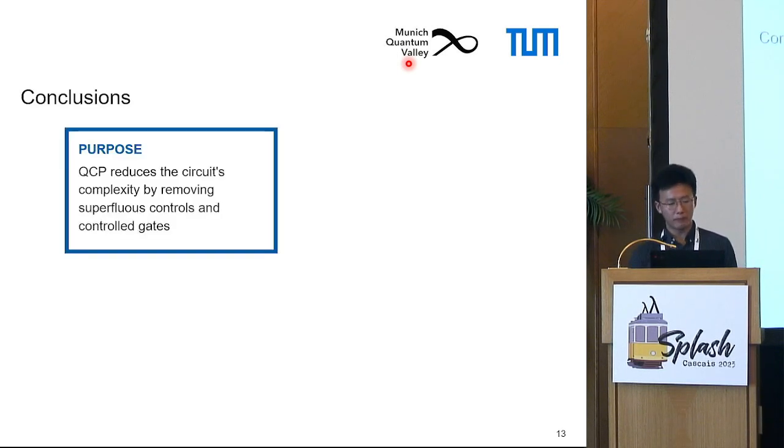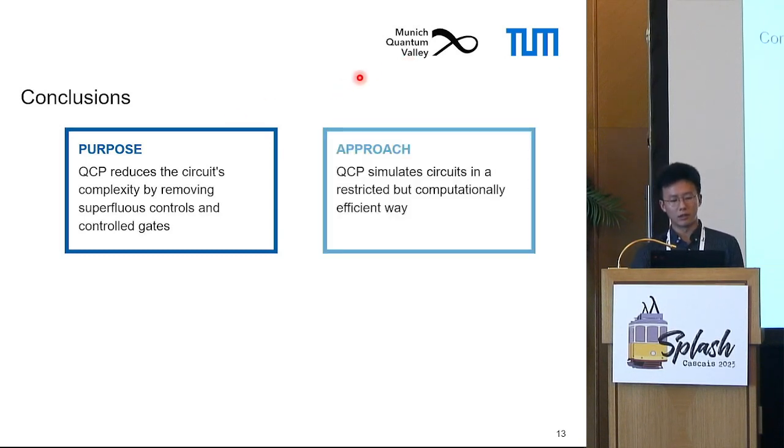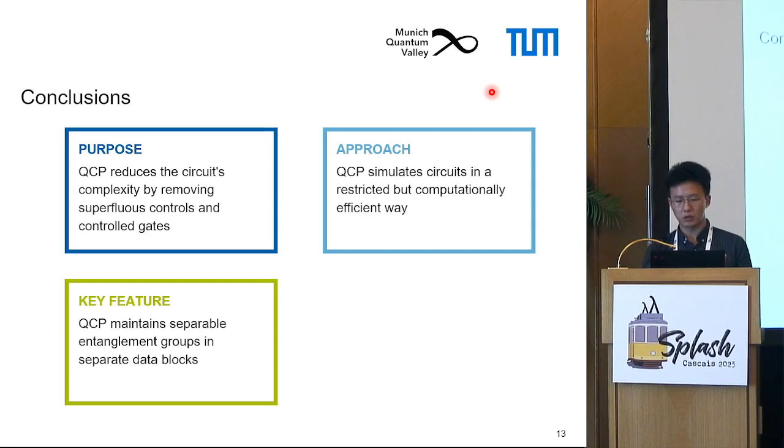As a summary, our optimization tries to reduce the circuit's complexity by removing superfluous controls and controlled gates. It does so by performing a restricted but computationally efficient simulation upon the circuit. The key feature of our method is that we maintain a data structure which separates entanglement groups in separate data blocks.